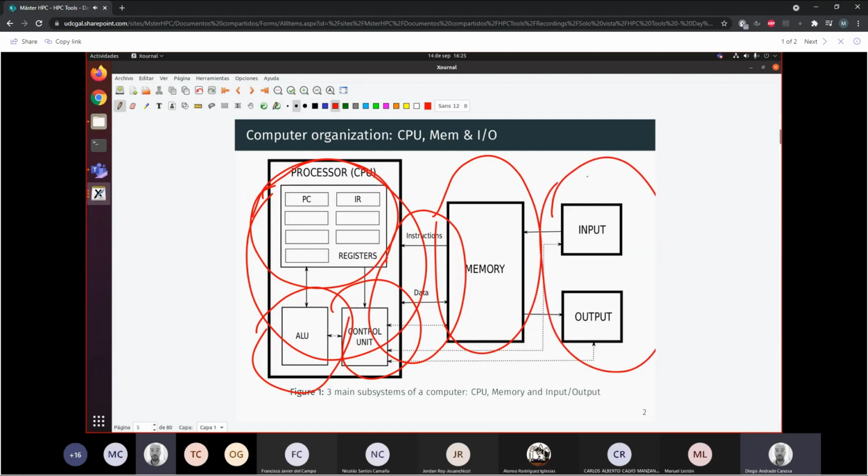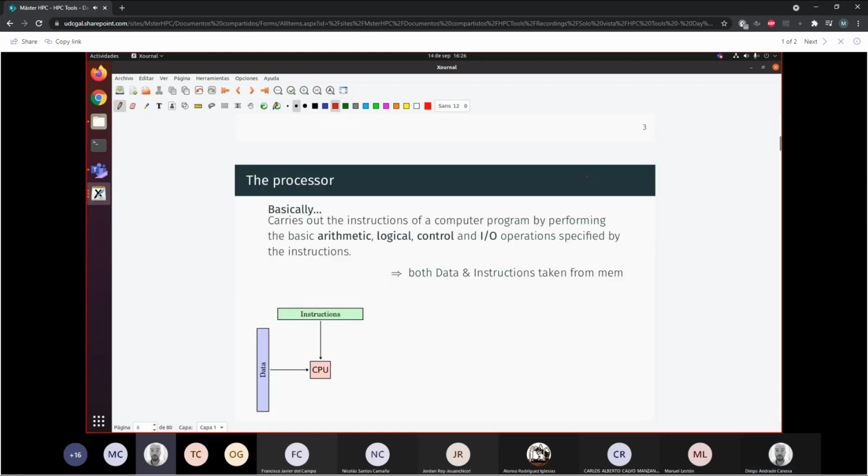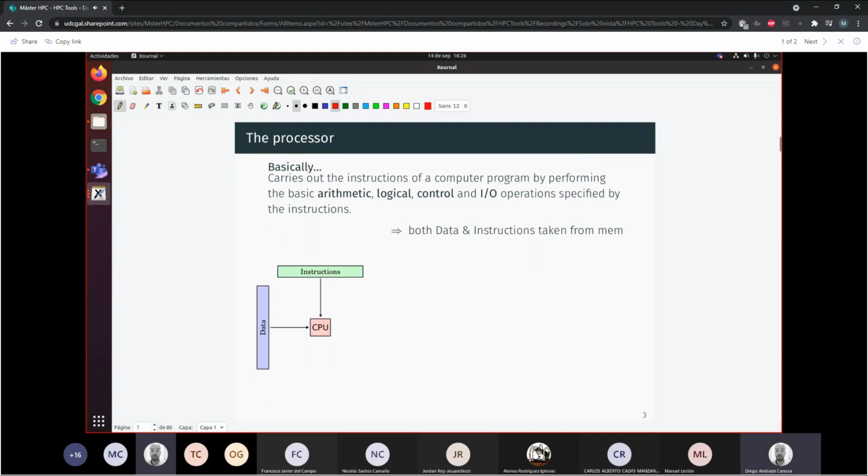Okay, so the processor. This is also a schematic representation of the operation of the processor. So the basic idea is that we get one instruction that we are going to execute on one or several pieces of data. Okay? And both instructions and data are taken from memory. And the result sometimes is sent back to the memory. Okay, but later we will see that this is not the usual scenario.